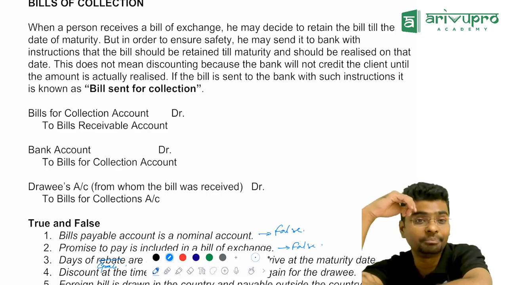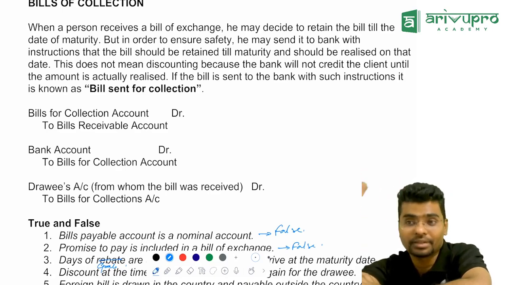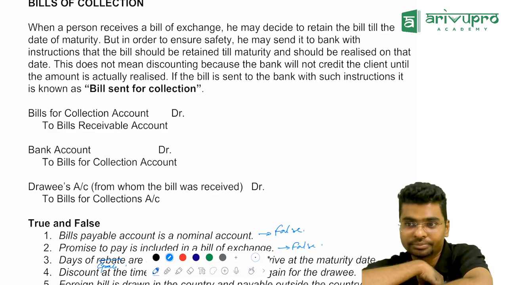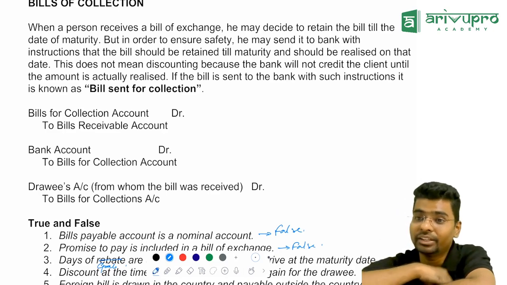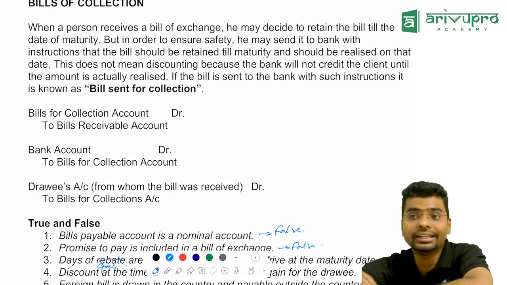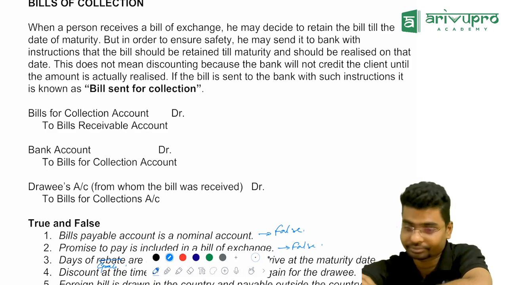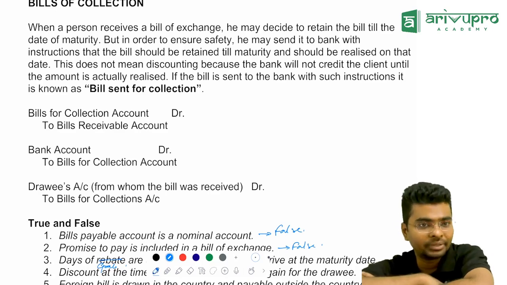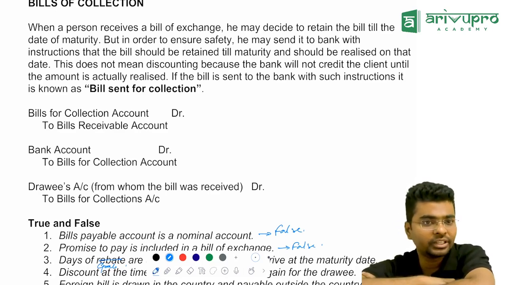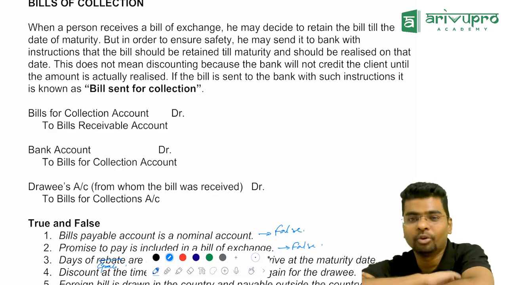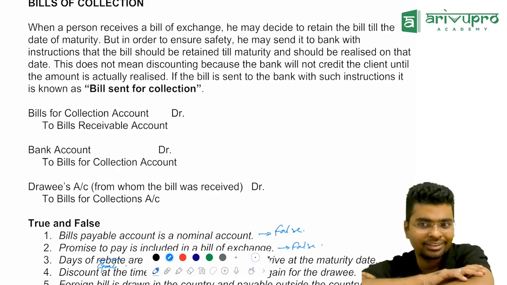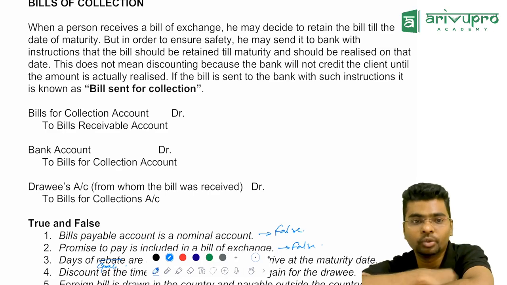So instead of keeping the bill myself, I am sending it to the bank and telling it what? You hold it till maturity. Now, look into it. What will happen? Am I discounting it here? I am only telling the bank to hold it, and on the due date they will clear the bill. Who will you pay the bill to? To me or to the bank?